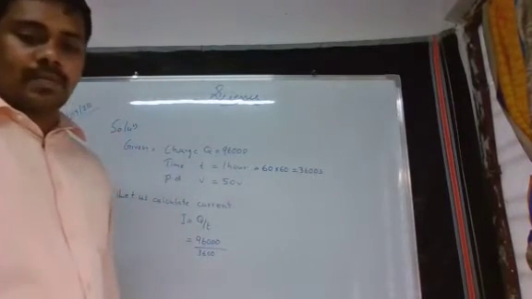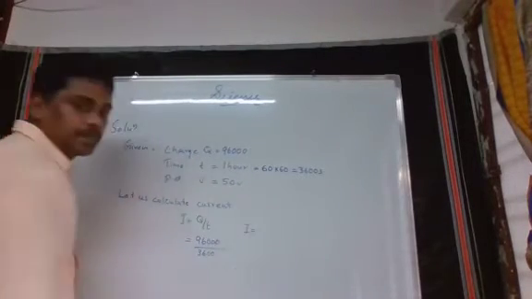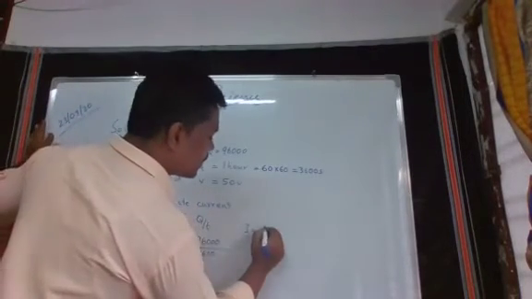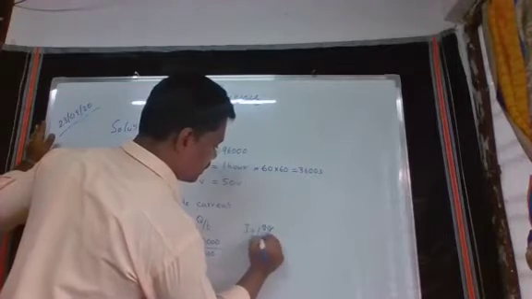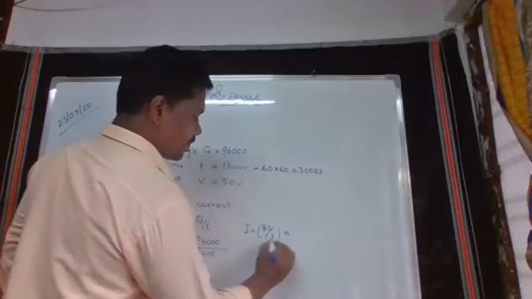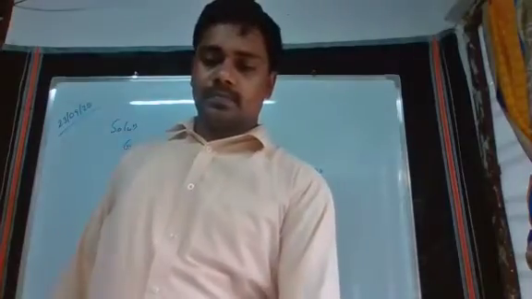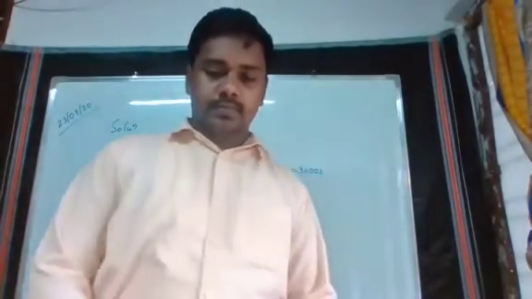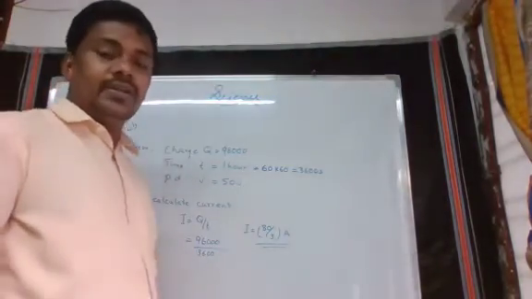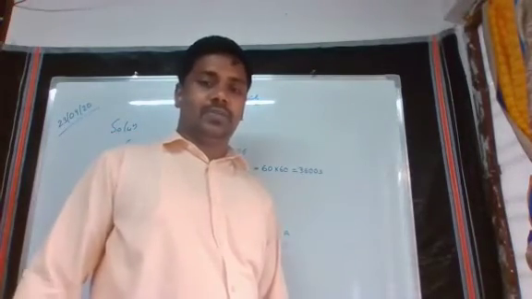We will get I is equal to 80 by 3 ampere. The unit of current is ampere. Then what we have to find out? We have to find out the heat generated.